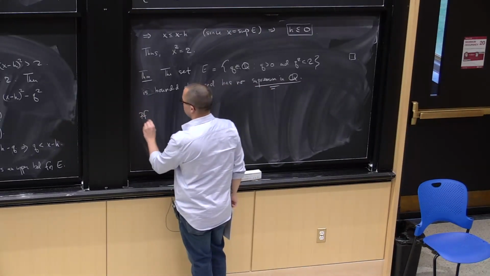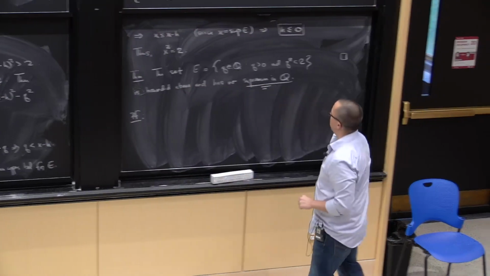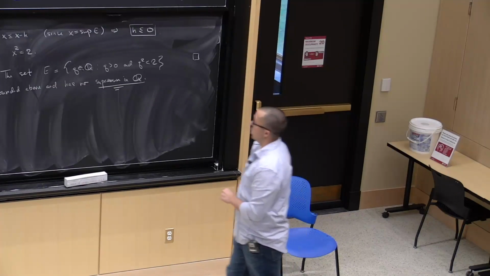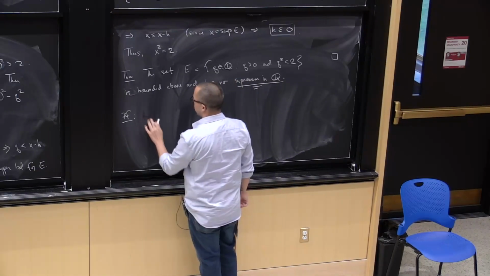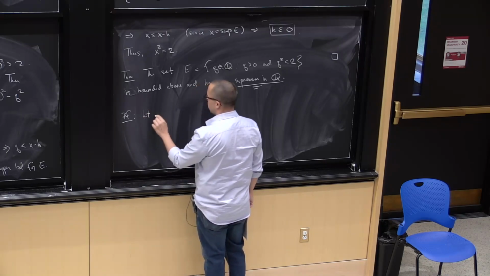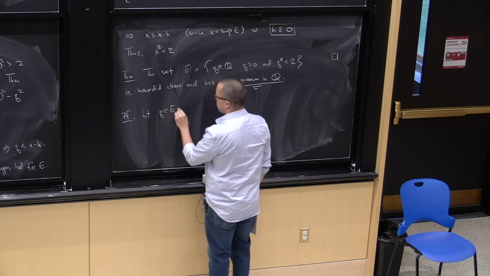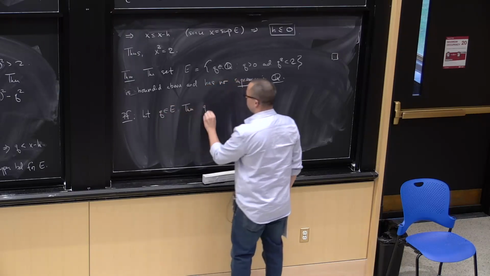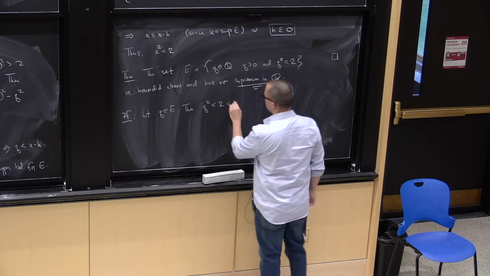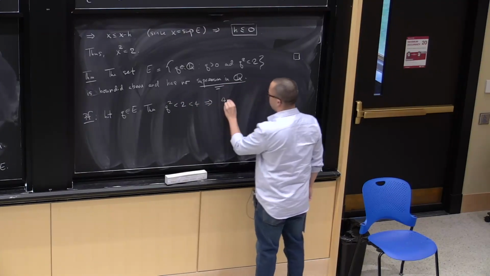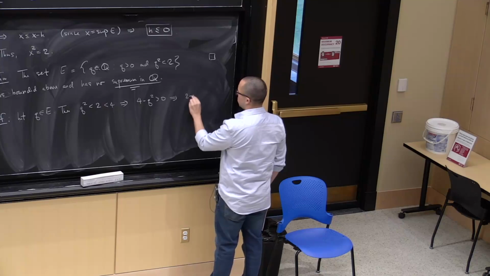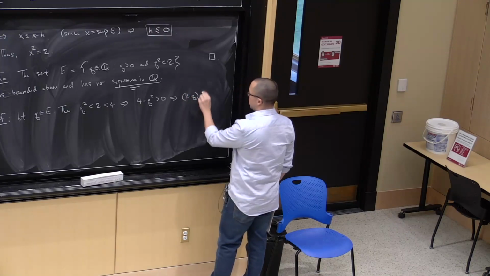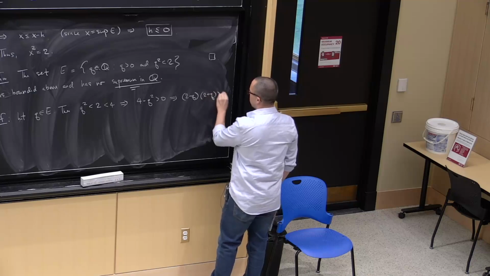So, the first thing I want to show is that this set E is bounded above. Let q be in E, then q squared is less than 2, which is less than 4. So this tells me 4 minus q squared is positive, which tells me 2 minus q times 2 plus q is positive.